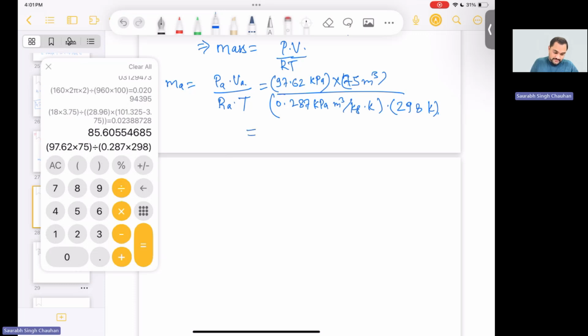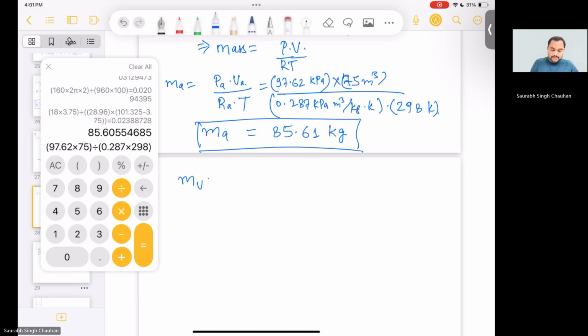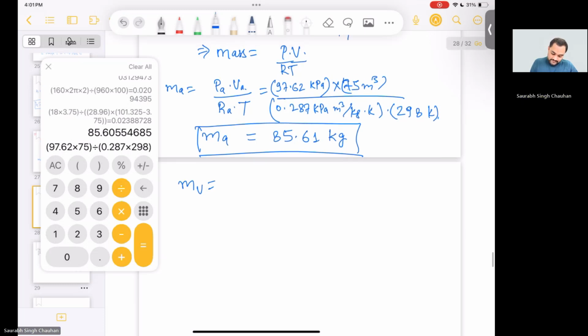So it is coming out to be, mass of dry air is coming out to be 85.61 kilogram. Similarly, we can find the mass of moisture or the water vapor. So mv will be equal to partial pressure of water vapor into volume of water vapor divided by gas constant for water vapor divided by temperature, mixture temperature.